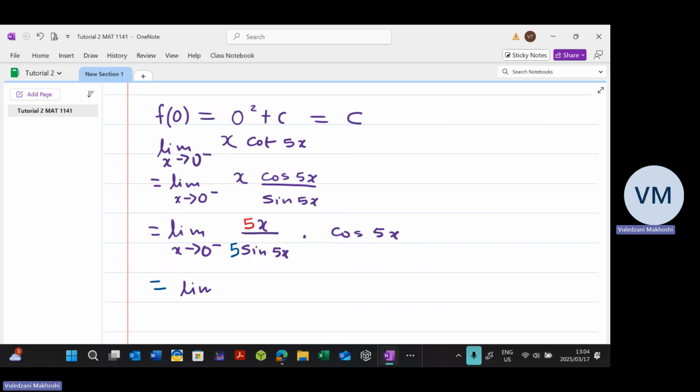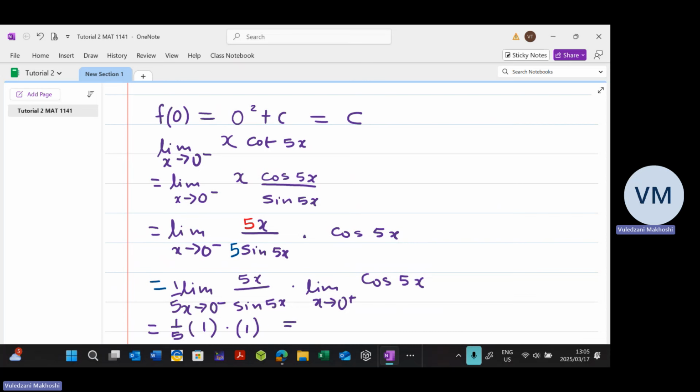So this is going to give us the limit as x is approaching 0 from the left. We've got 1 over 5, then 5x over the sine of 5x, times, again, the limit as x is approaching 0 of the cosine of 5x. So this is equal to 1 over 5. The limit of 5x over sine 5x when x is approaching 0 is 1. Multiply this by the cosine of 0, again, it's 1. So we end up with 1 over 5. Now, we note that f of 0 is equal to c, and our function is continuous.